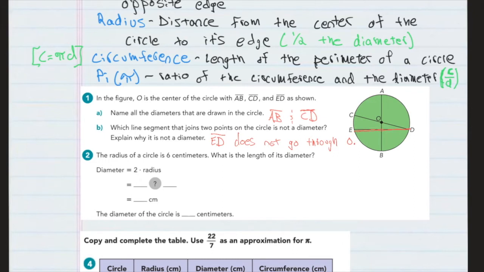All right, question 2. The radius of a circle is 6 centimeters. What is the length of its diameter? So diameter we know is 2 times the radius, which means that it's going to be 2 times, and then the radius says it's 6, which 2 times 6 is 12. So the diameter of the circle is 12 centimeters.